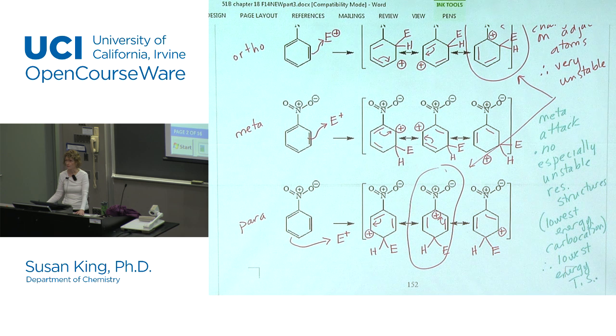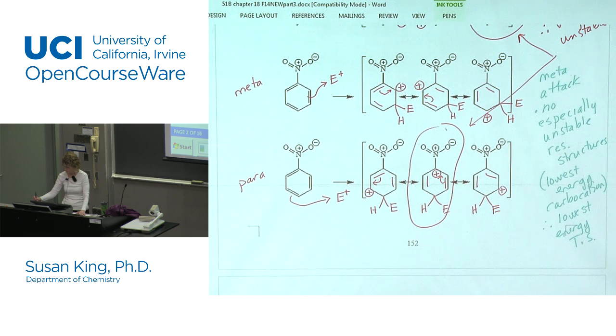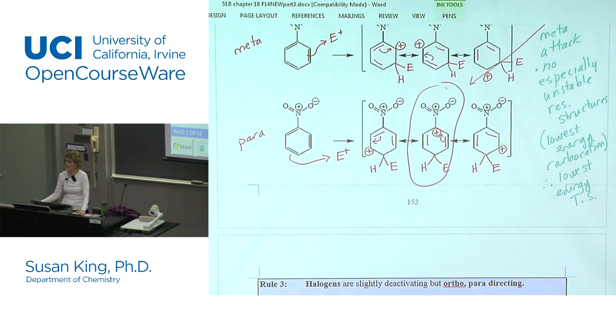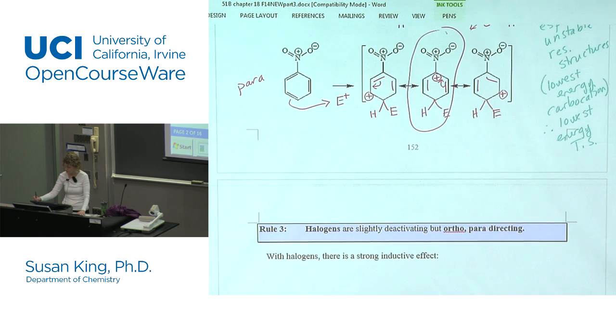Questions on deactivated rings? So much more satisfying to actually know the reason why than to just memorize that ring deactivating groups are meta-directing. All right, halogens are in their own category. I think it's easier for students when I put halogens in their own category. So halogens are slightly deactivating but ortho-para-directing.